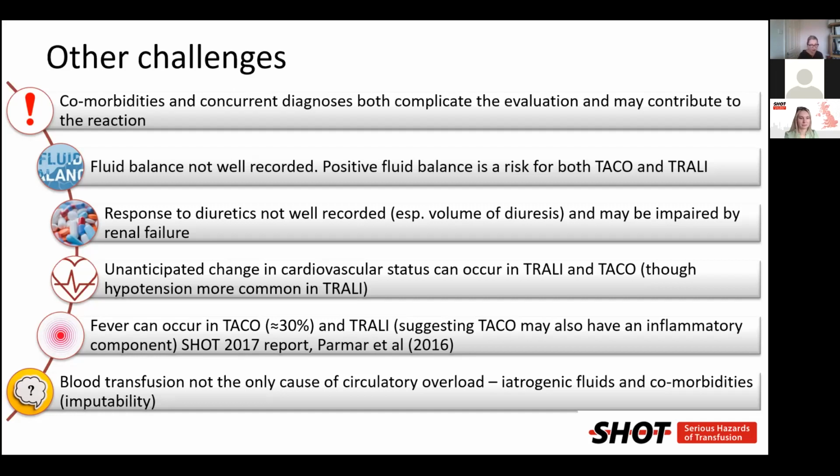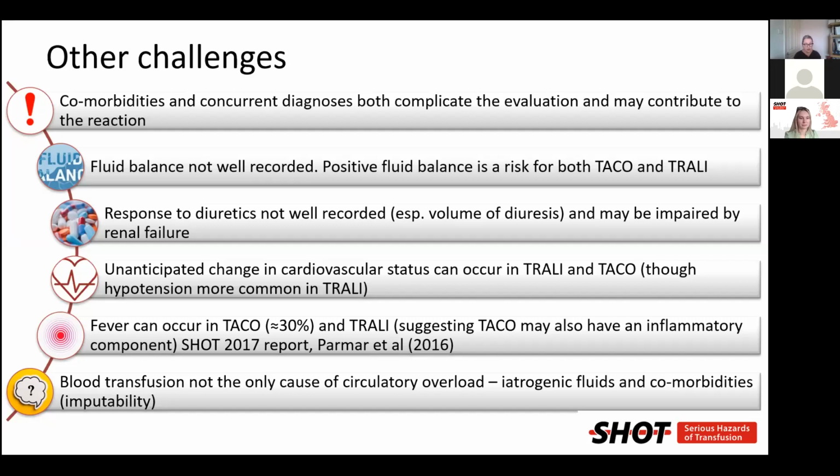We also know that fever can be associated with both TACO and TRALI, and we analysed this in the 2017 SHOT report, and it was also studied by Palmer and colleagues in 2016. So that really supports an inflammatory component to TACO as well as TRALI.